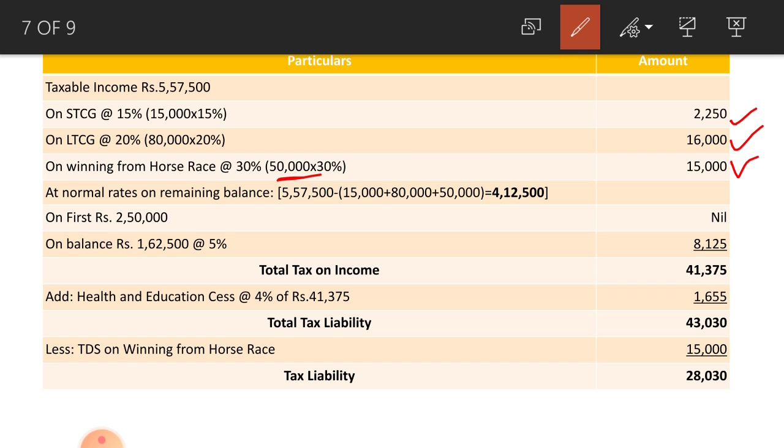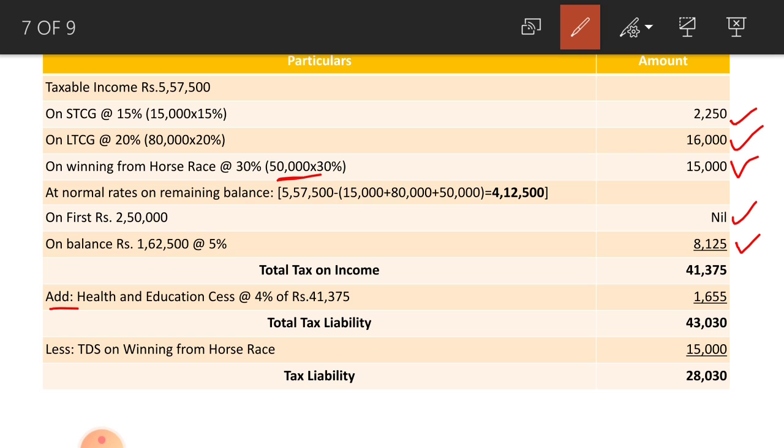Okay, here balance is 4,12,500. First 2,50,000 exempted. Next on the balance 1,62,500 at 5%, that amounts to rupees 8,125. That is total tax on income. From this total tax on income, you cannot deduct rebate. Remember that point, because total income is more than 5 lakhs, so rebate is not applicable in this case.